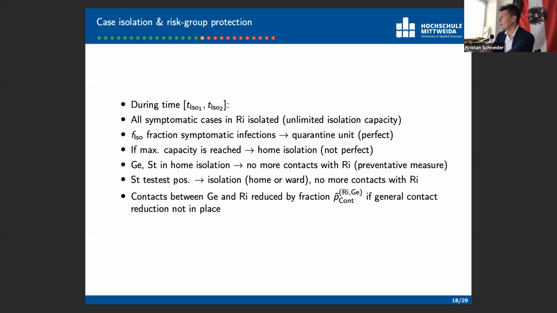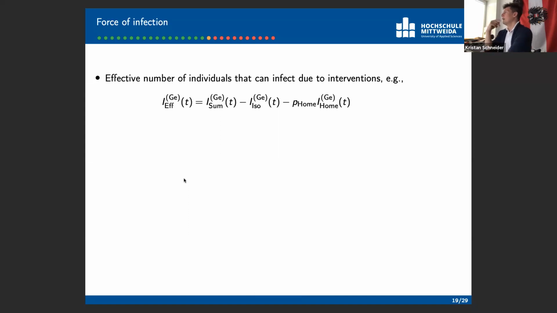Okay, so that's essentially the model. Let's see how such a model is done. It should give you a bit of details. I guide you through a few formulas, but the formulas themselves are not so much the issue here. All these isolation mechanisms lead essentially to effective numbers of individuals that can infect susceptibles.